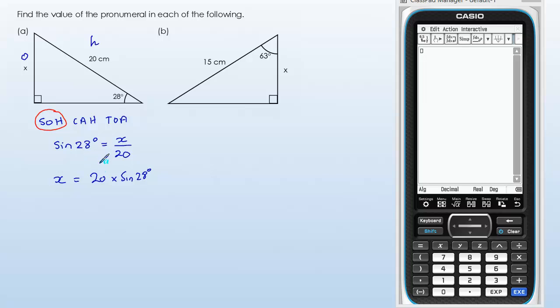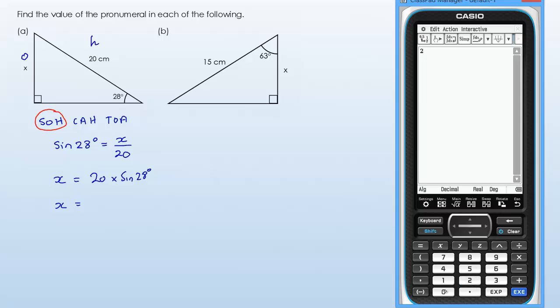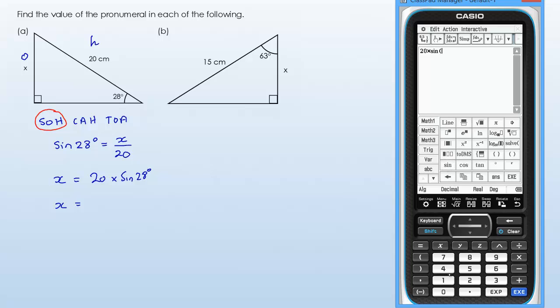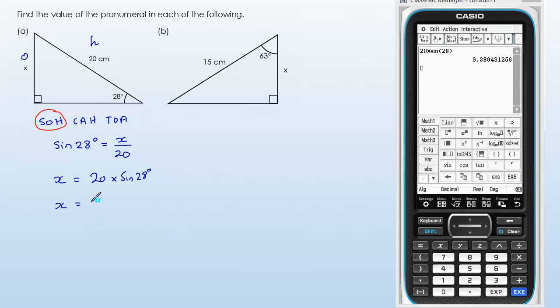You don't need to think about solving this every time. There's just a pattern that you can follow here. But you should be writing down all of these steps every time you do this. Now, we're in degrees. Always make sure your calculator is in degree mode if the angle's in degrees. So we've got 20 multiplied by sine 28 and execute, and that gives me 9.39, and the units would be centimeters, and that's correct to 2 decimal places.